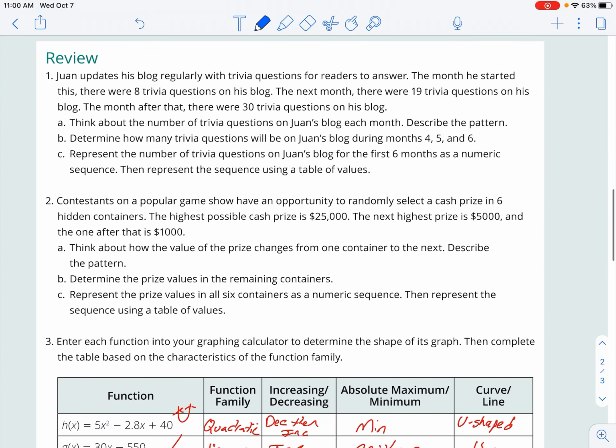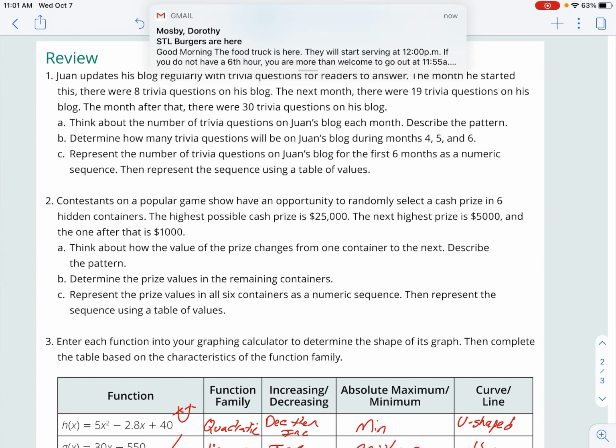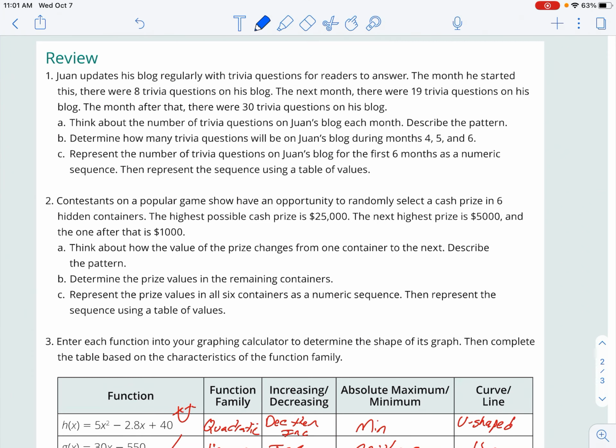I asked you to review 1, 2, and 4. So let's look at the review here in question 1. Juan updates his blog regularly with trivia questions for readers to answer. The month he started this, there were 8 trivia questions on his blog, and the next month there were 19 trivia questions, and then the month after that, 30.